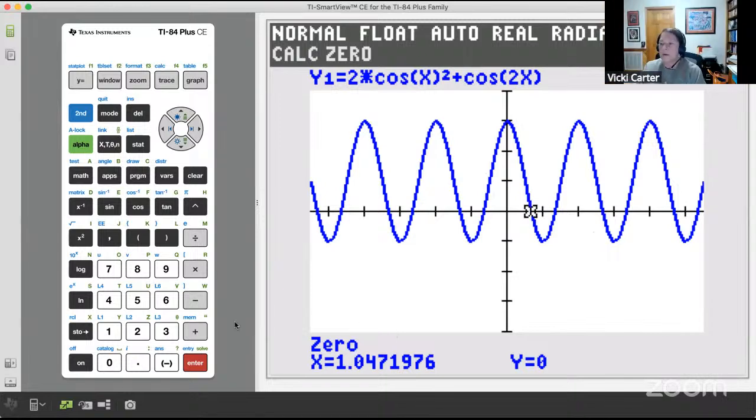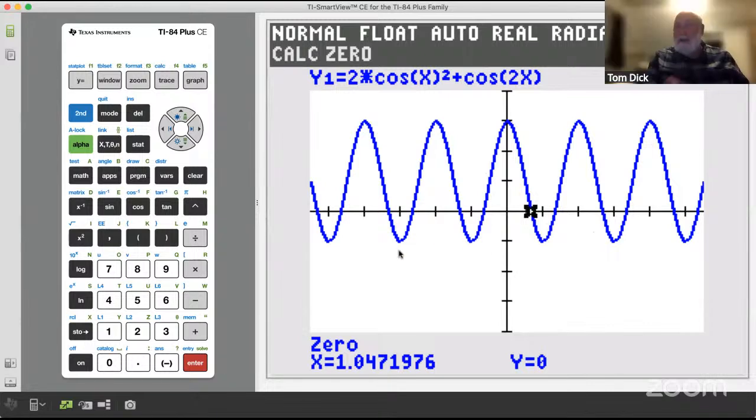By the way, the left and right bounds of this window, I believe, are from -2 pi to +2 pi. So it's a really nice window for trig functions.